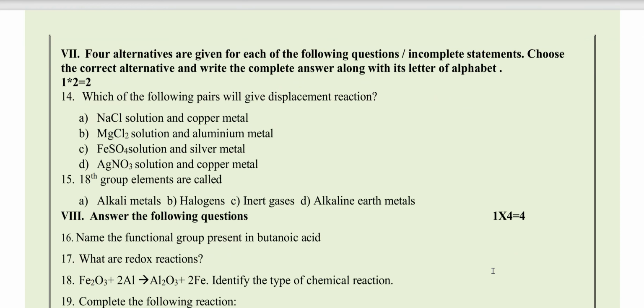7th main. Again, even here 1 question 4 options, you have to tick which is the correct answer. Question number 14. Which of the following pairs will give displacement reaction? NaCl solution and copper metal, MgCl2 solution and aluminum metal, FeSO4 solution with silver metal, AgNO3 solution and copper metal. Is this clear? Can you guess from which chapter this question belongs to?